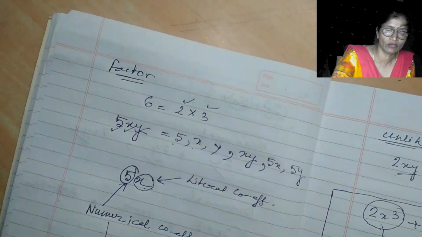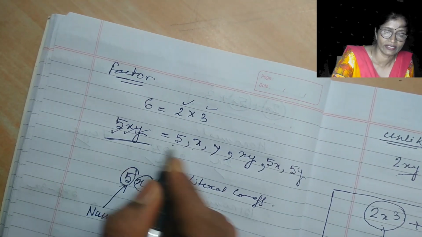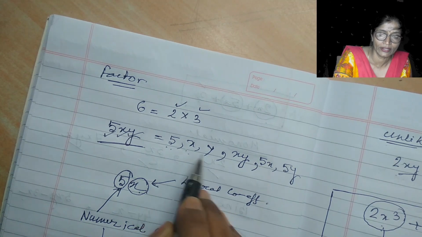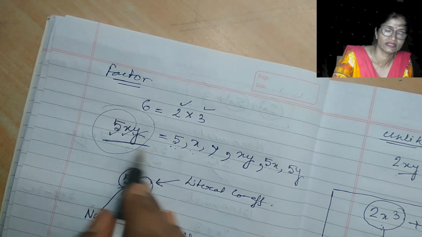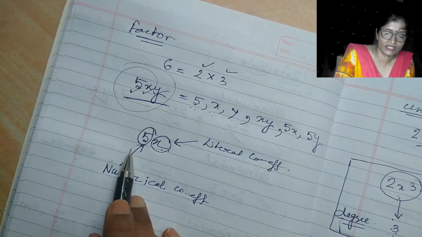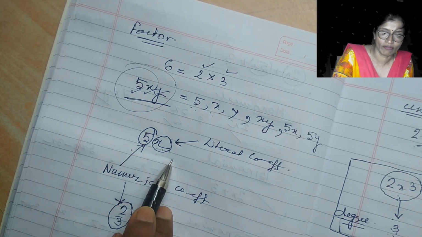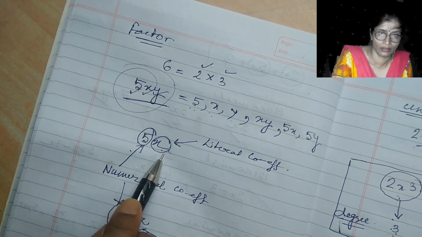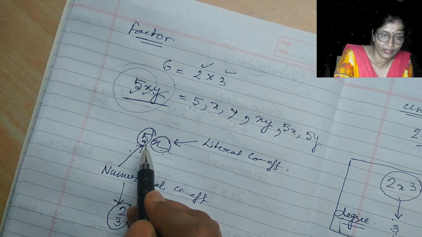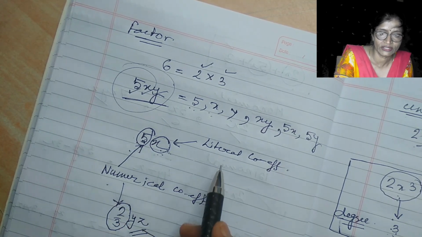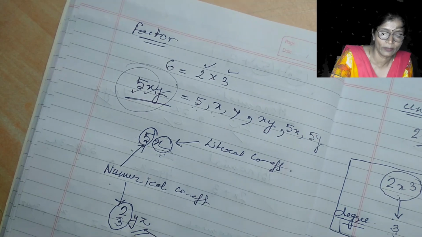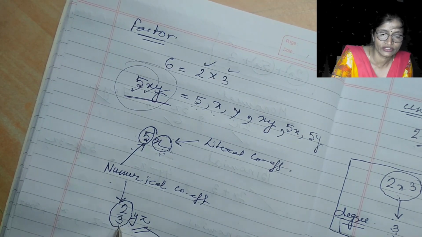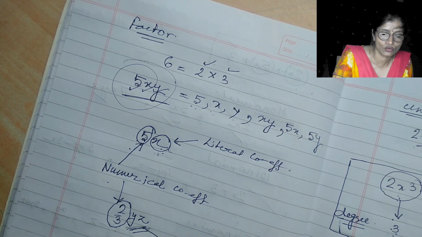Then I told you about the factors, like 5xy. So here the factors are 5, x, y. Whatever this number is divisible by, that is the factor. Now in this term 5x, two parts are there. One is the numeral part, another is the variable part. That one is known as the numerical coefficient, and this one is known as the literal coefficient. 2 by 3 yz: this is the numerical coefficient, this is the literal coefficient. Minus 2x square y: this is the numerical coefficient, this is the literal coefficient.